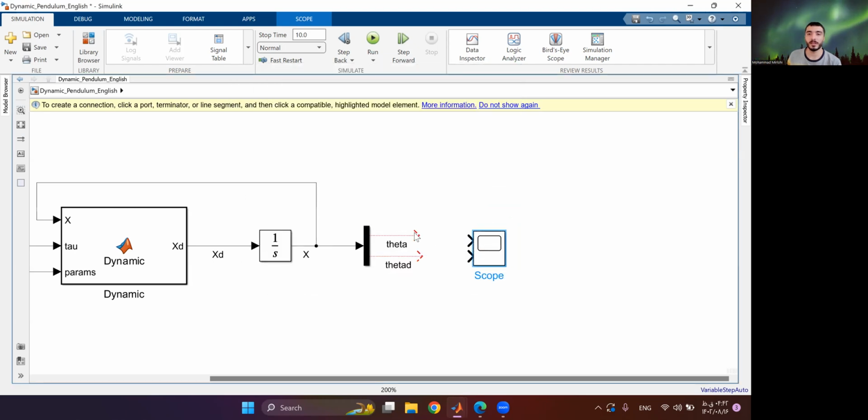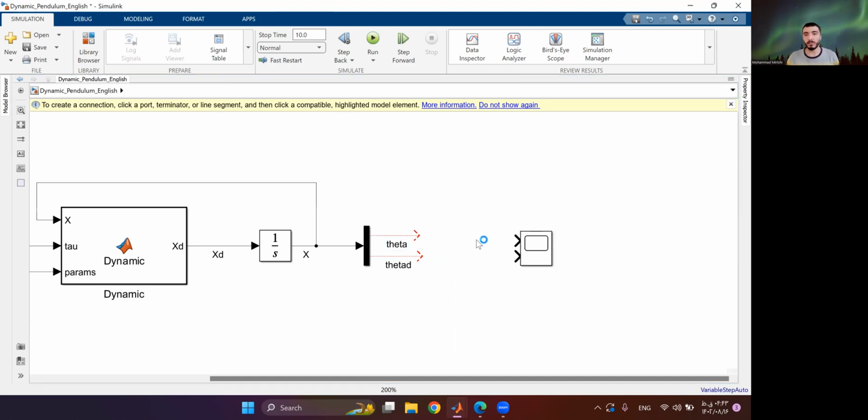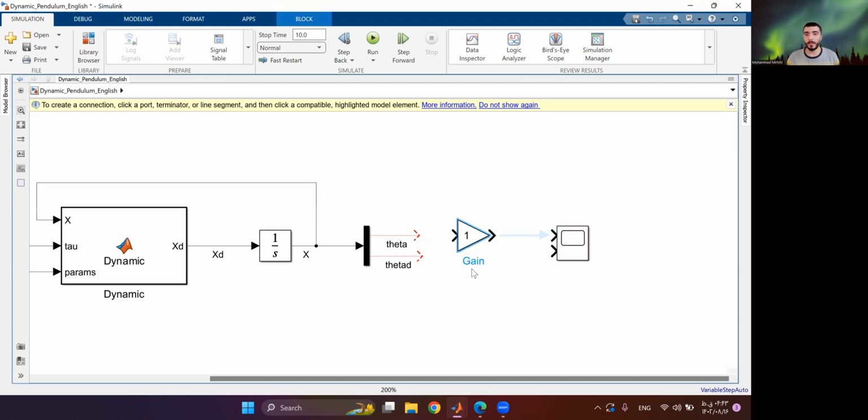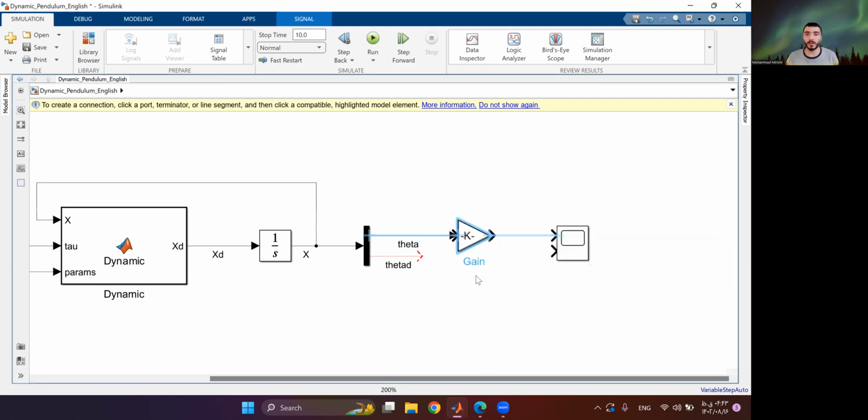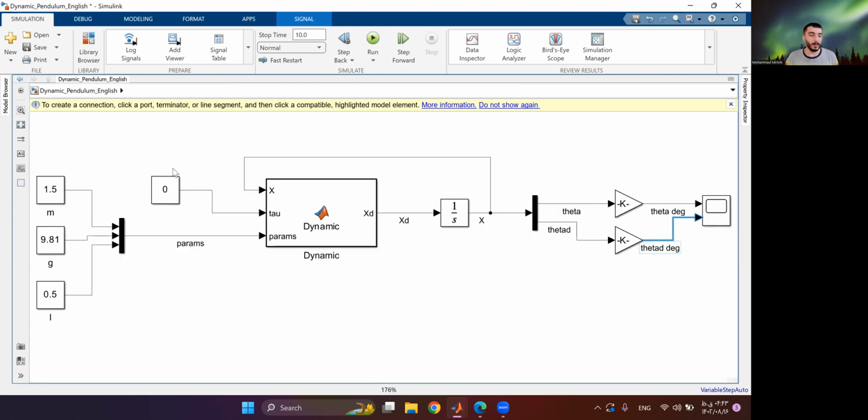The theta and theta dot are in radian, so I use gain block to do some transformation here and make the theta and theta dot to degree. So here we have theta that is degree and theta dot that is also degree.